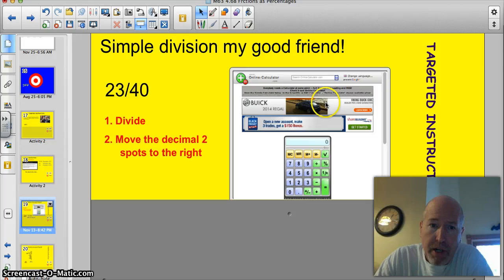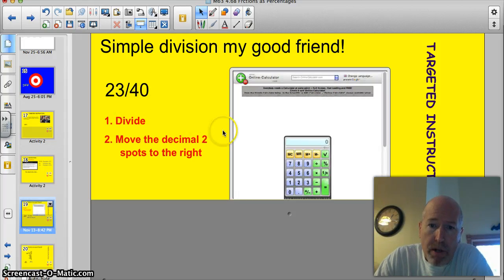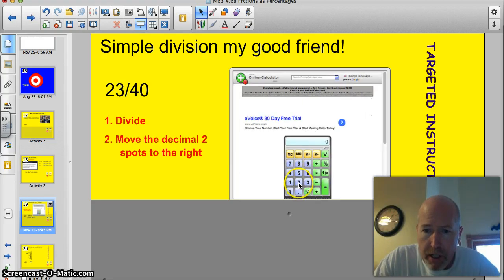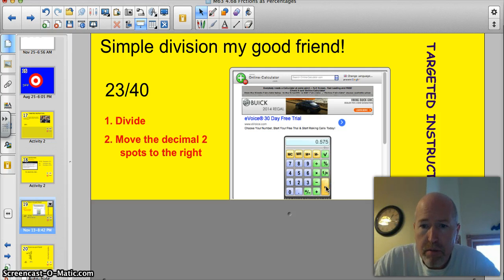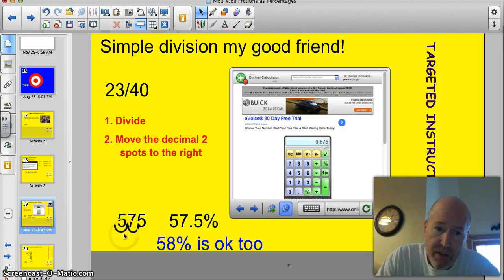Let's take a quick peek here. All right, so 23/40. I got the calculator here. I'm just going to do it first of all with the calculator. 23 divided by 40 equals 0.575. All right, so now I've divided. Now I just have to move the decimal two spots to the right. So there's my 0.575. I moved it over two spots to get 57.5%.